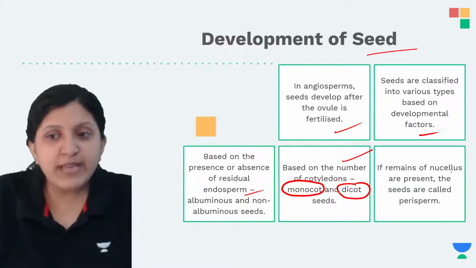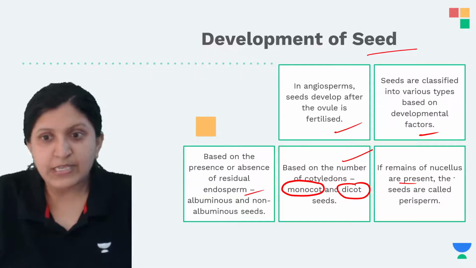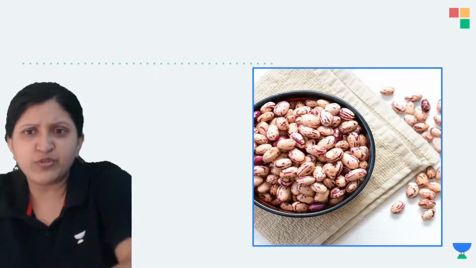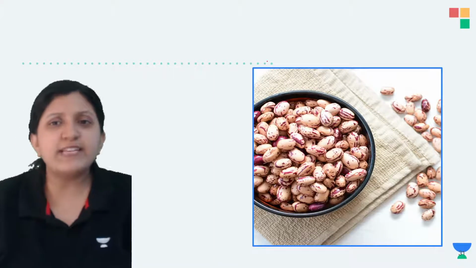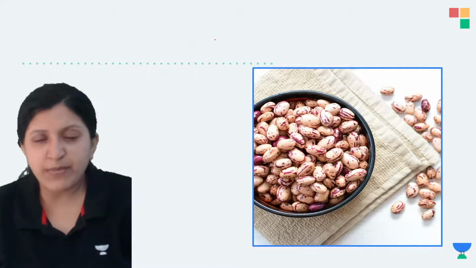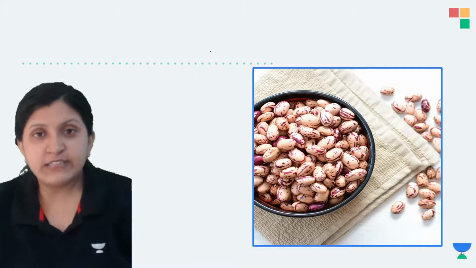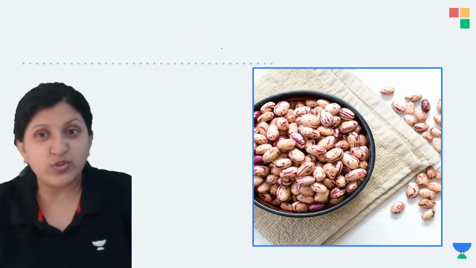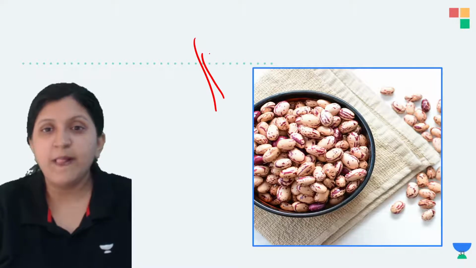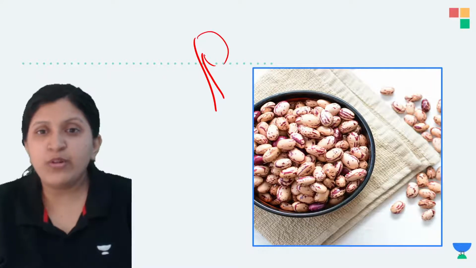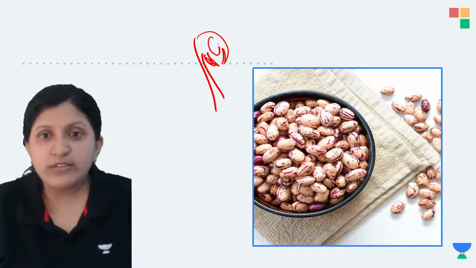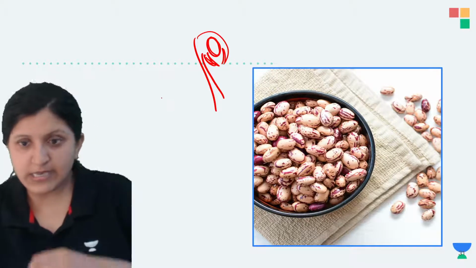Now if remains of the nucellus are present, that is called a perisperm. So you do not have to take that into mind. Basically nucellus is forming a perisperm, which is the content that is present in and around the embryo sac. So if you remember this structure again, there is an ovule now. Okay, so this one is an ovule, and here in this part you can see an embryo sac.